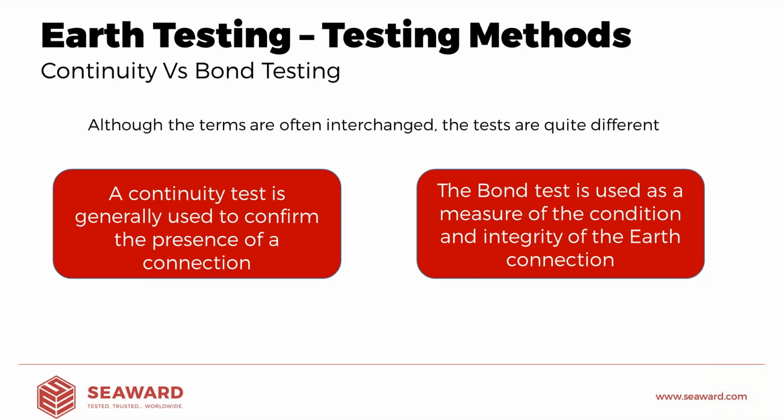However, a bond test is a bit more stringent. So the bond test can actually give us a measure of the condition and ultimately the integrity of the earth connection. So it doesn't just tell us it's there, it tells us how good the connection is, how strong that bond is, if you like.